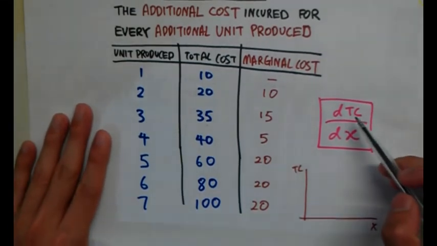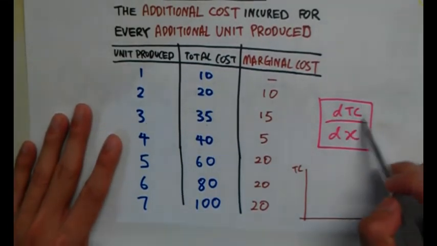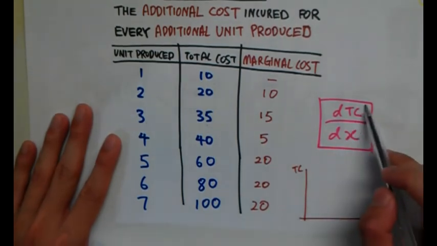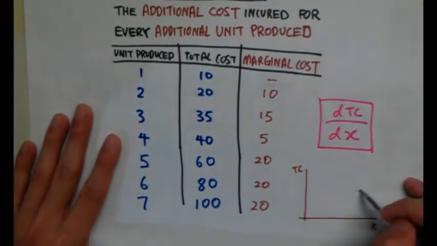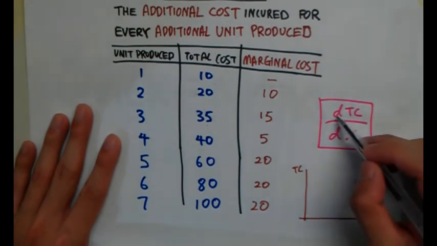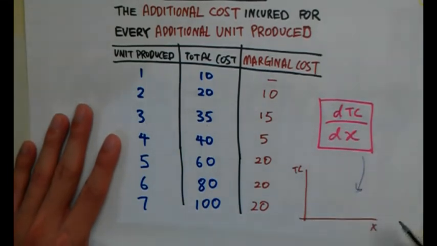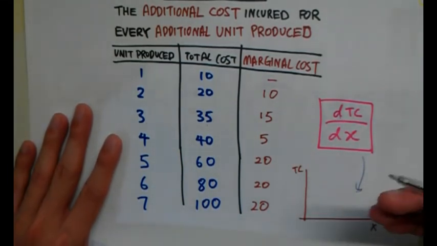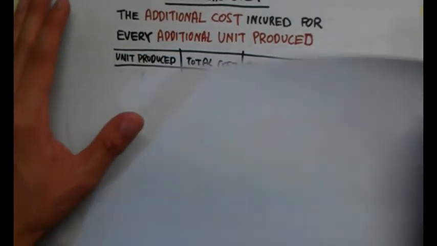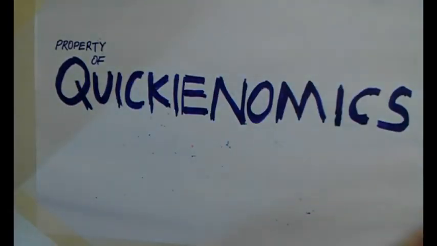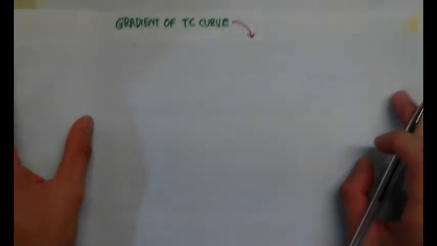To find marginal cost, you take the change in total cost divided by the change in X. So this should remind you of this graph over here, and every time there is a change in the y-axis figure divided by the change in x-axis figure, it is a reminder of the gradient. So that means the gradient of the total cost curve will give us our marginal cost curve.